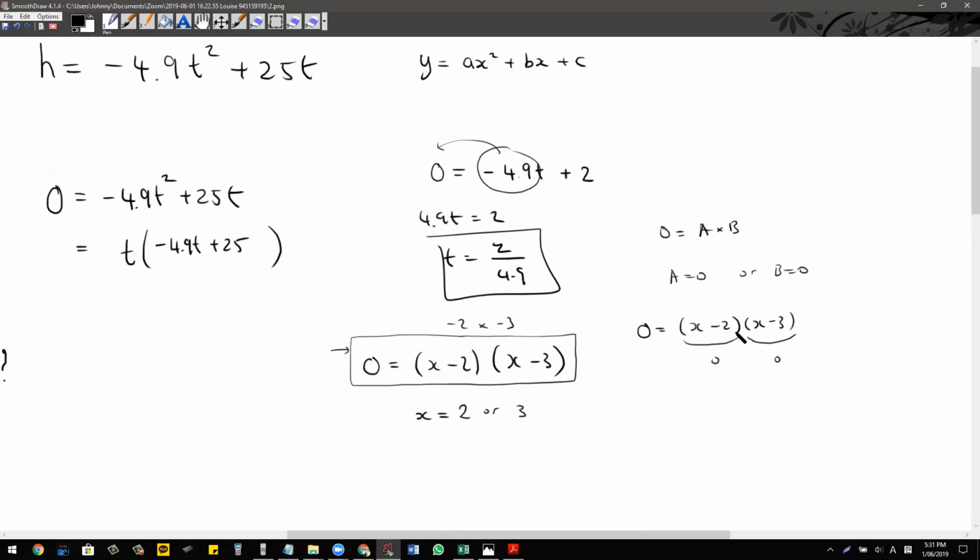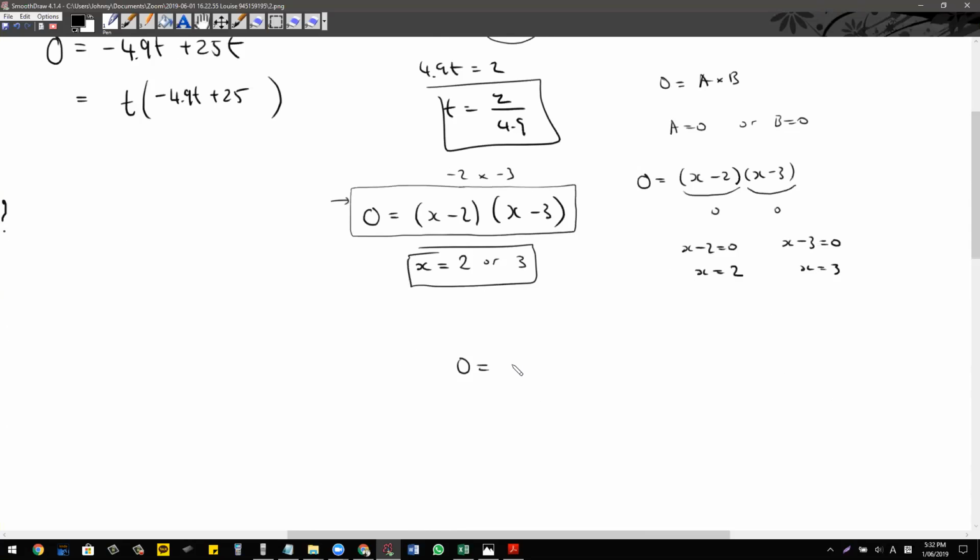So if x minus 2 is 0, then x is equal to 2. If x minus 3 equals 0, then you get x is equal to 3. Is that right? Yeah. So that's why you get this answer here. Okay. Now, if I give you 0 equals t times (t minus 2), what are the values of t that satisfy this equation?